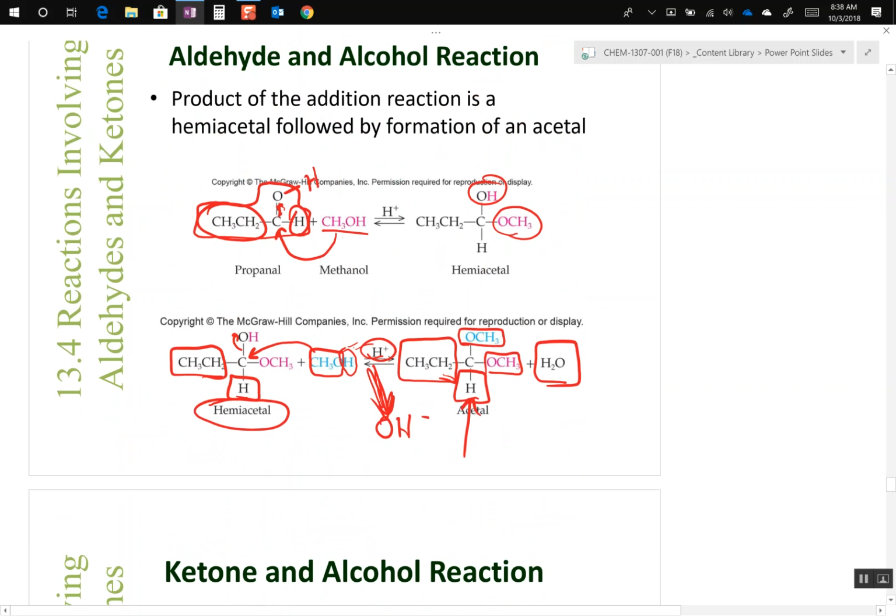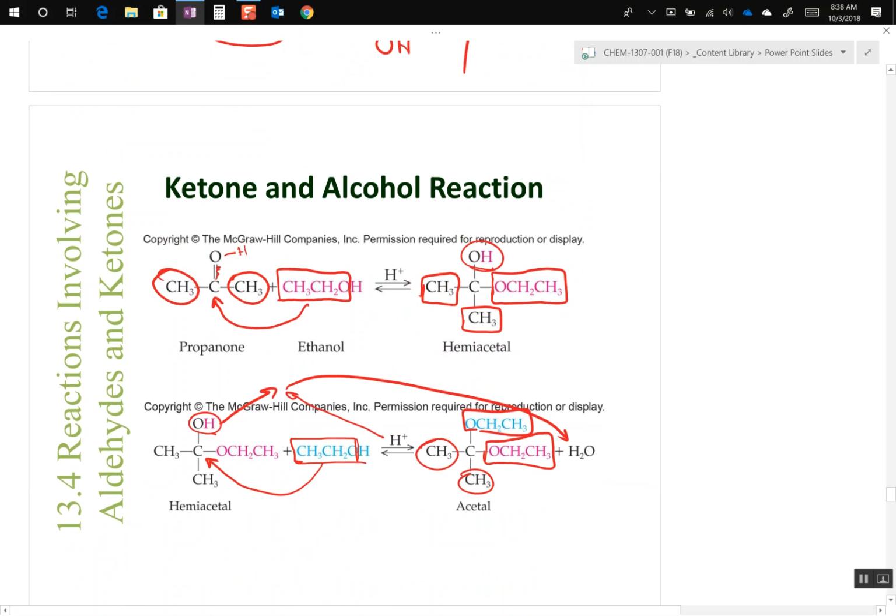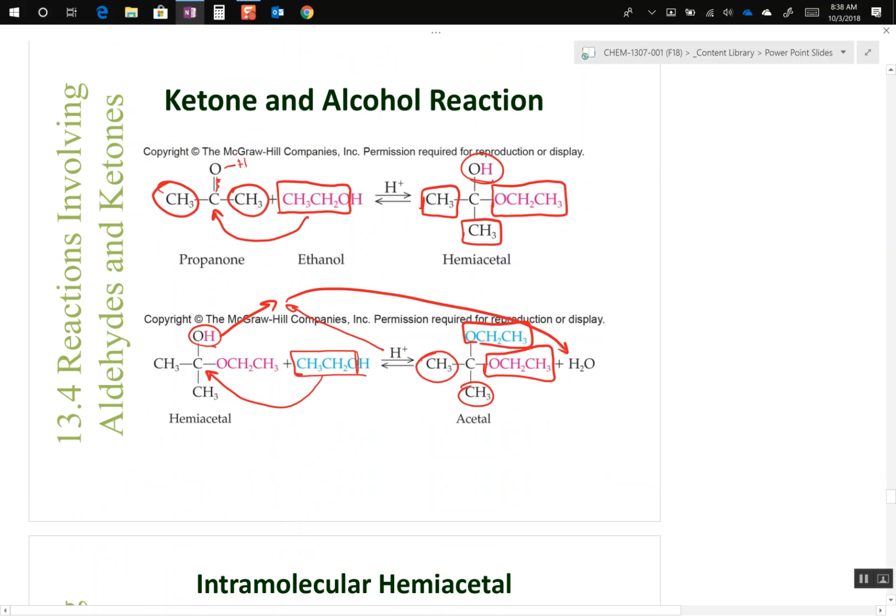So that's the difference between it being an aldehyde. With the aldehyde, you're going to have one of your R groups as a hydrogen. With the ketone, your R groups are carbon chain molecules. This could have been a methyl, or it could have been ethyl, or butyl, could have been a lot of things. But that's what we end up with. So that's the hemiacetal to the acetal reaction that's going to form there.